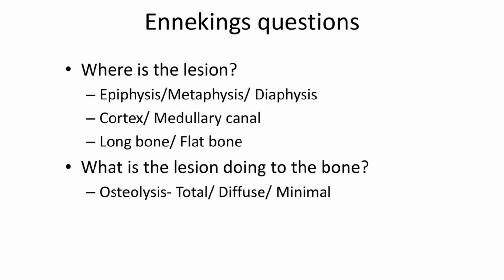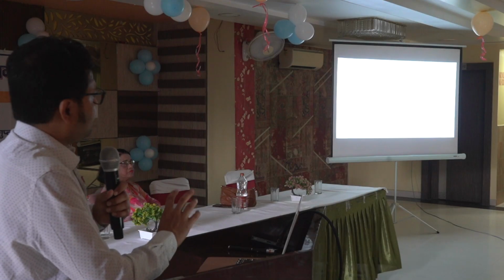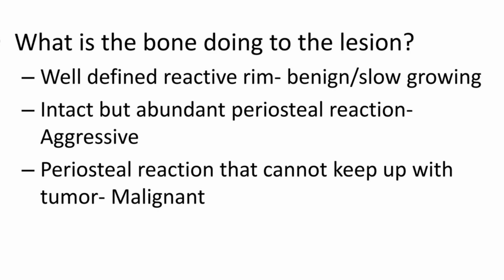Like, is the lesion a well-defined reactive rim? If the lesion is well defined, the margins of the lesion are very clear, then it is a benign lesion. If it is intact but abundant periosteal reaction is there, then it is an aggressive lesion. And when the periosteal reaction cannot keep up with the tumor, the bone margins are not clear, and the lesion is expanding beyond the cortical margin, then it may be malignant.